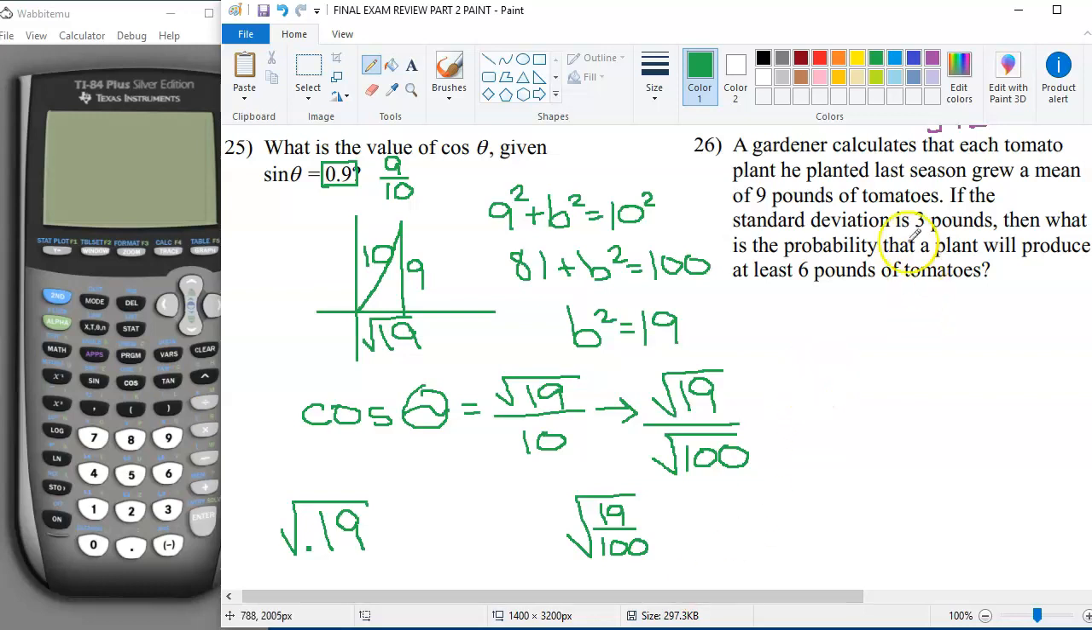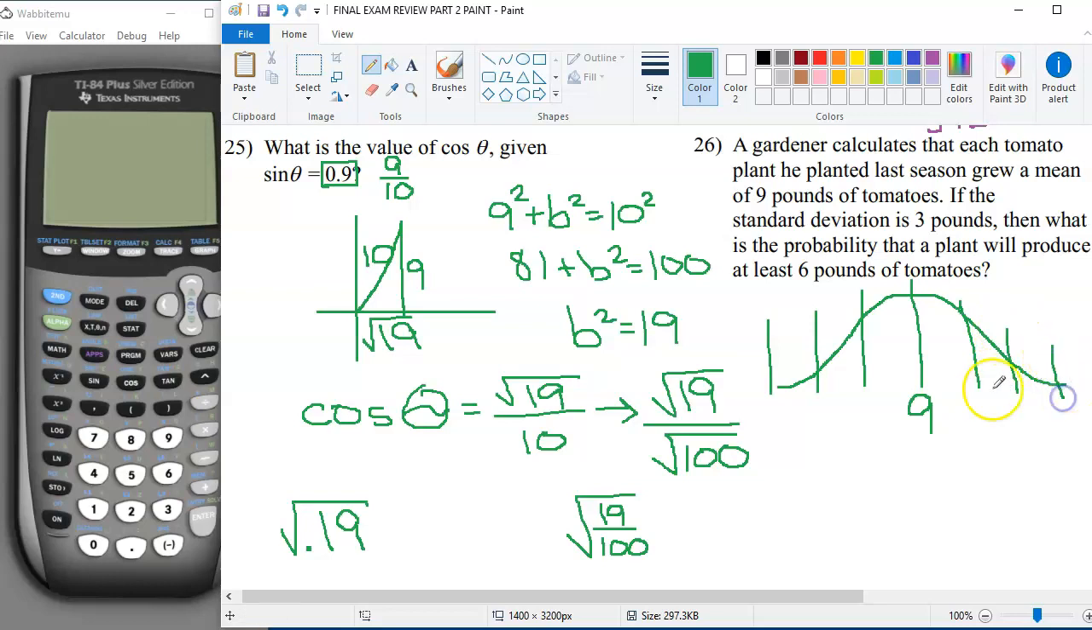Okay? All right, last but not least, a gardener calculates that each tomato plant he planted last season grew a mean of 9 pounds of tomatoes. The standard deviation is 3 pounds. So this is one of those problems where we did the normal distribution. So basically, we put the mean in the middle, and then we made intervals of 3 pounds. What is the probability that a plant will produce at least 6 pounds of tomatoes? So if the standard deviation was 3, that means I am counting by 3s.